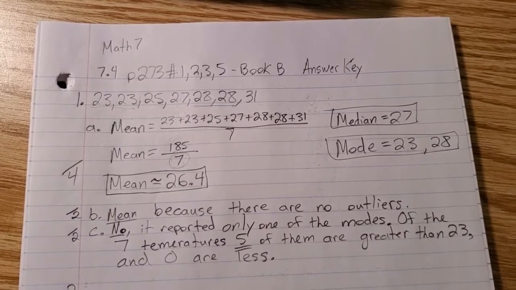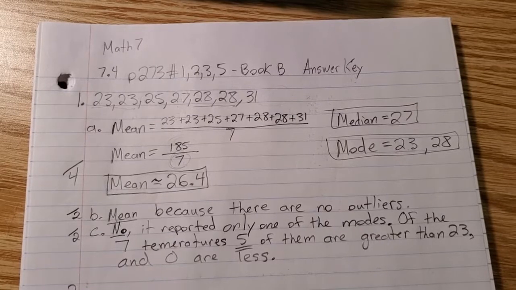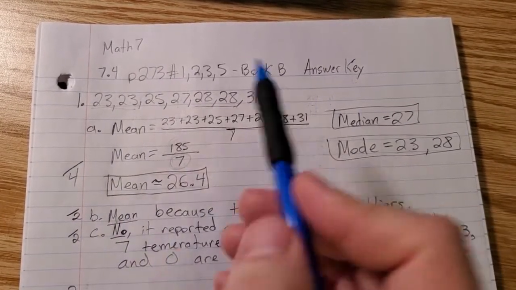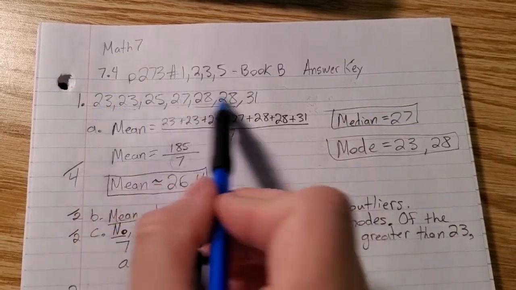Question number 1 said the daily high temperatures for 1 week at Clearwater Harbor were 27, 31, 23, 25, 28, 23, and 28. I put them in order because I knew I was going to need to come up with my median. So I've put them in order.